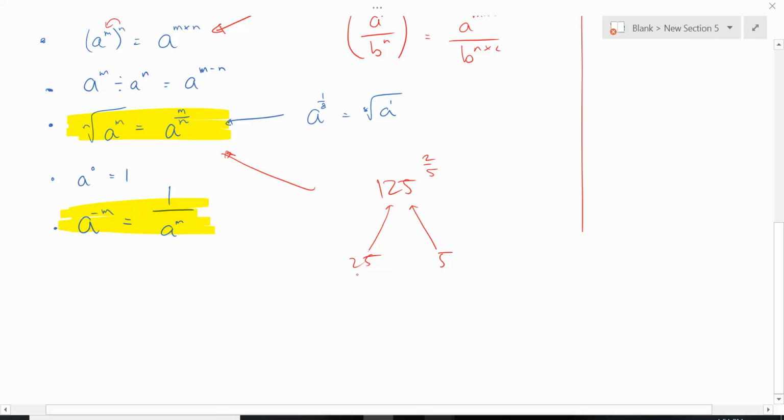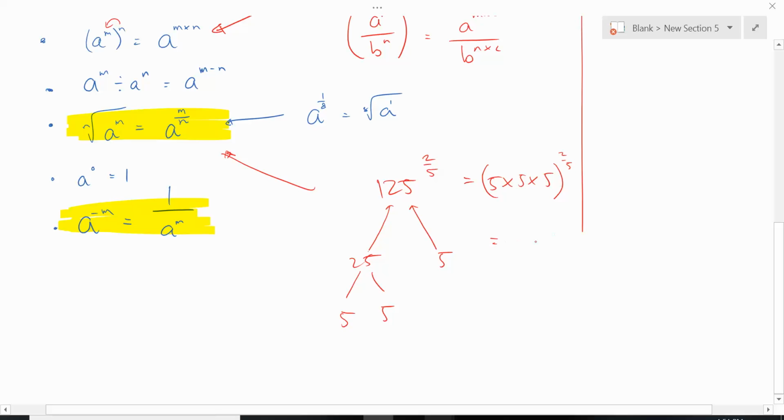Now 25, you can break that further into 5 times 5. Now the cool thing about this is you can rewrite 125 as 5 times 5 times 5. Because you broke it into its factors. Because 5 times 5 is 25, and then 25 times 5 will give you 125. So 5 times 5 times 5 is the same as 125. Now why did I do that? Because now you can say 5 times 5 times 5 to the power of 2/5.